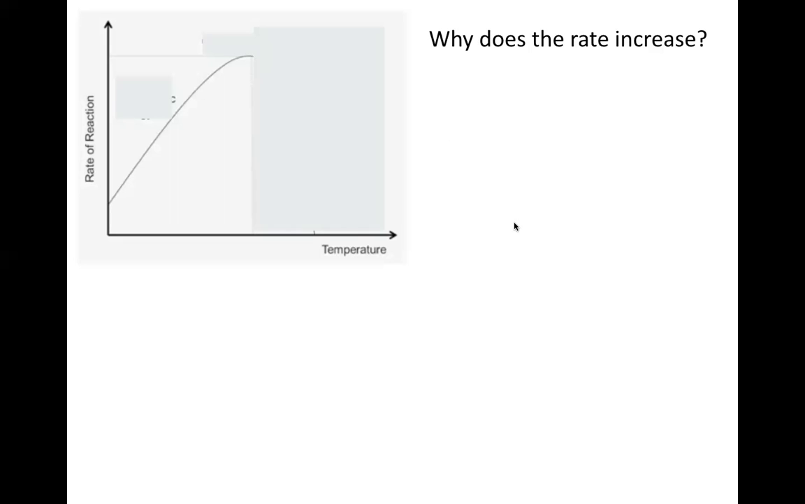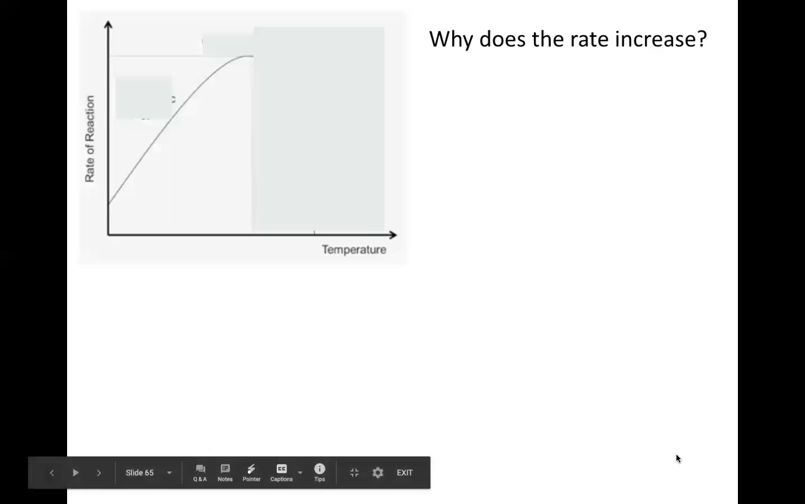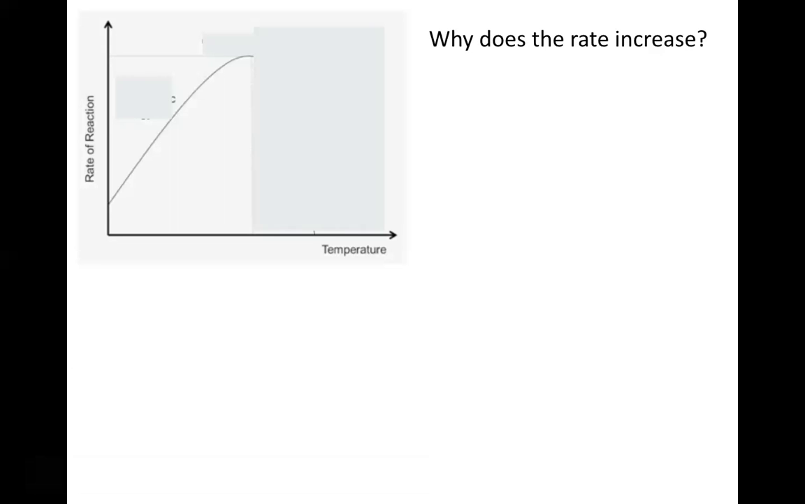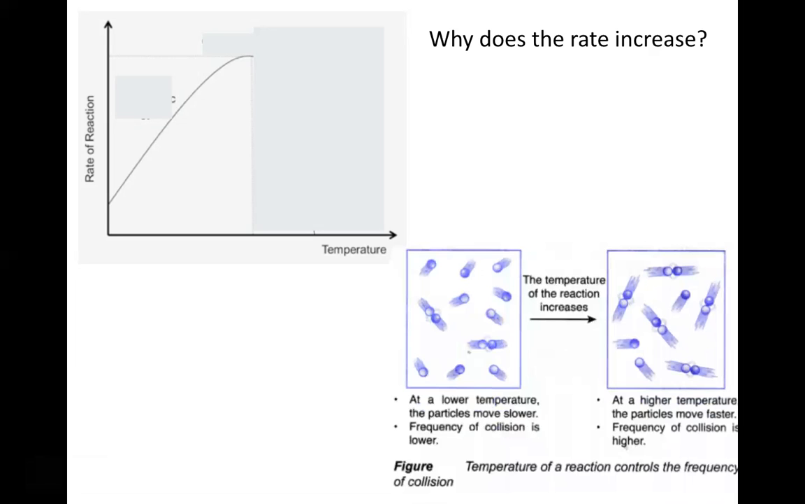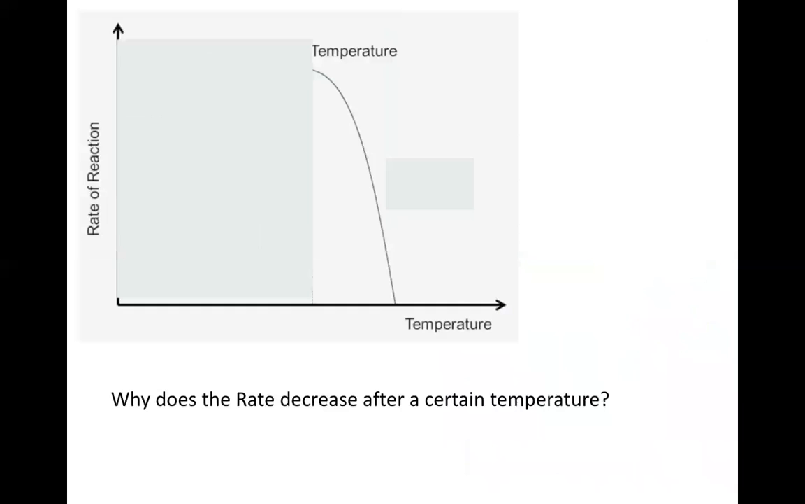Why does the reaction rate increase as we increase temperature? What is the reason? We talked about it in the first lecture. As we increase temperature, we increase the kinetic energy of the molecules. That means more molecules will have energy equal to or greater than the activation barrier, the activation energy. So temperature increases reaction rate because at higher temperatures, particles move faster, they have greater kinetic energy, and the frequency of collision is higher.